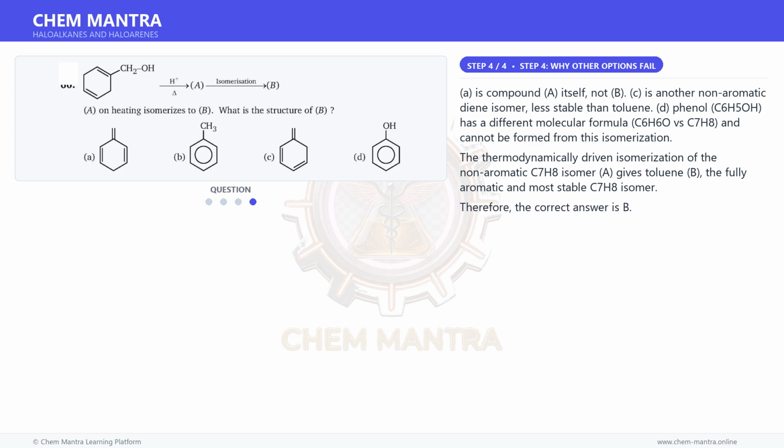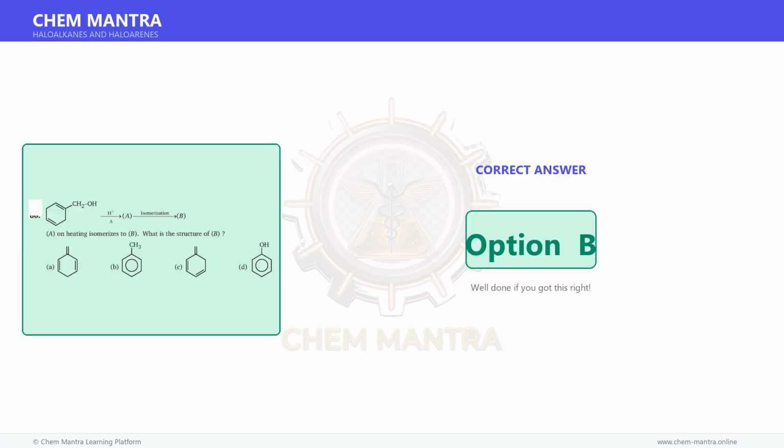The thermodynamically driven isomerization of the non-aromatic C7H8 isomer, A, gives toluene, B, the fully aromatic and most stable C7H8 isomer. Therefore, the correct answer is option B.